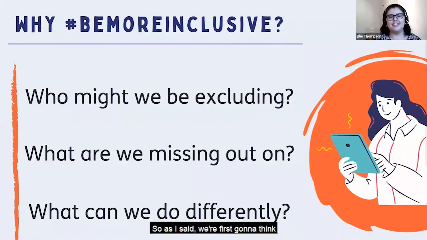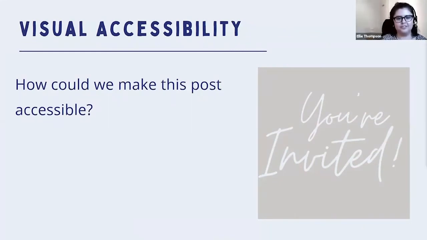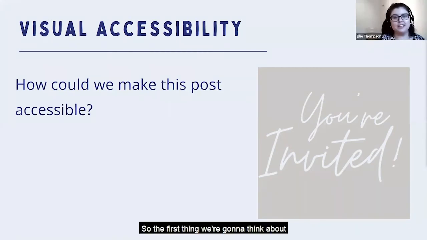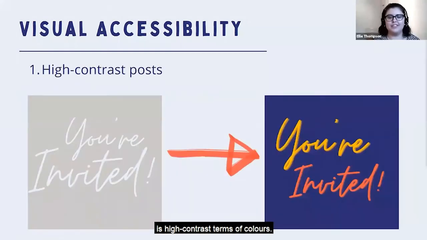So as I said, we're first going to think about visual accessibility. So this is an example post. It's pretty plain, but we're going to work it up a little bit. So firstly, if you could write in the chat anything you noticed that we could change to make this post more accessible. So what's your initial impression? So the first thing we're going to think about is high contrast in terms of colors.